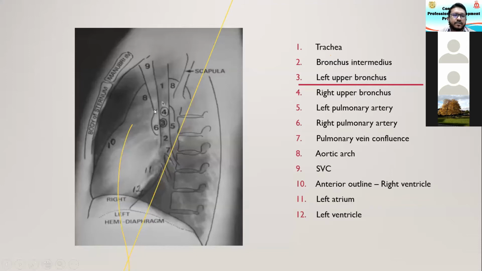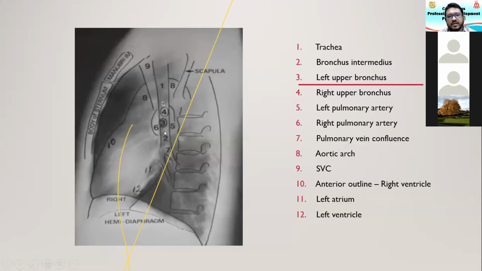For beginners it would be a bit difficult to identify the structures in the mediastinum, but basically what you have is the trachea in the center, then you have the bronchus intermedius, and the left and right upper lobe bronchi, and posteriorly you have the left pulmonary artery, anteriorly you have the right pulmonary artery. So basically you have to identify the trachea, two lucencies and two opacities on either side.